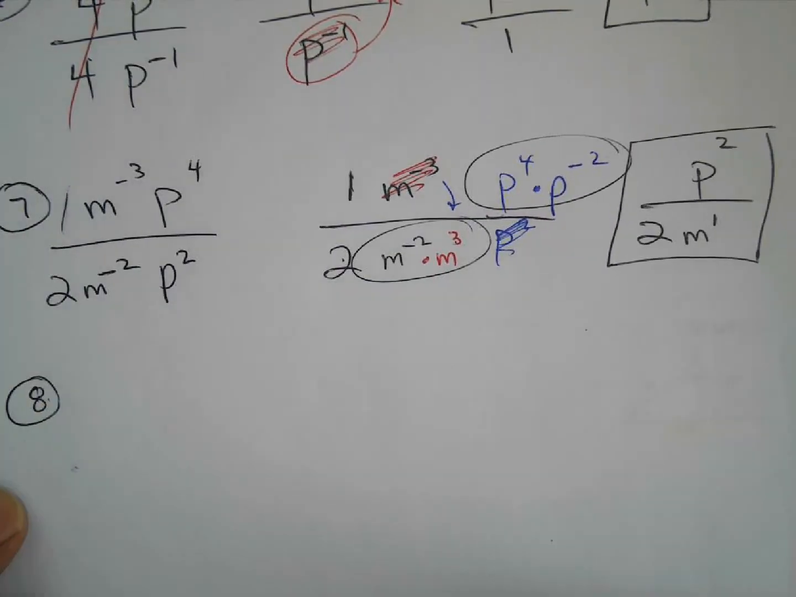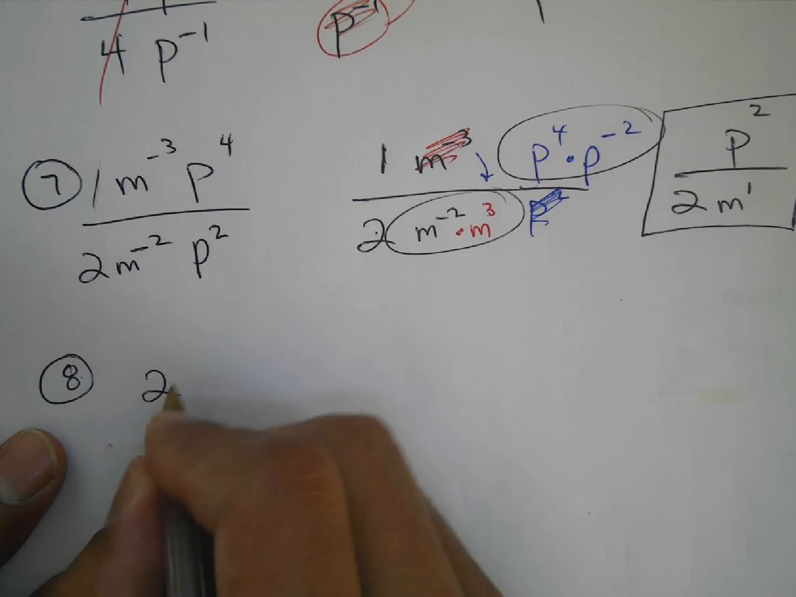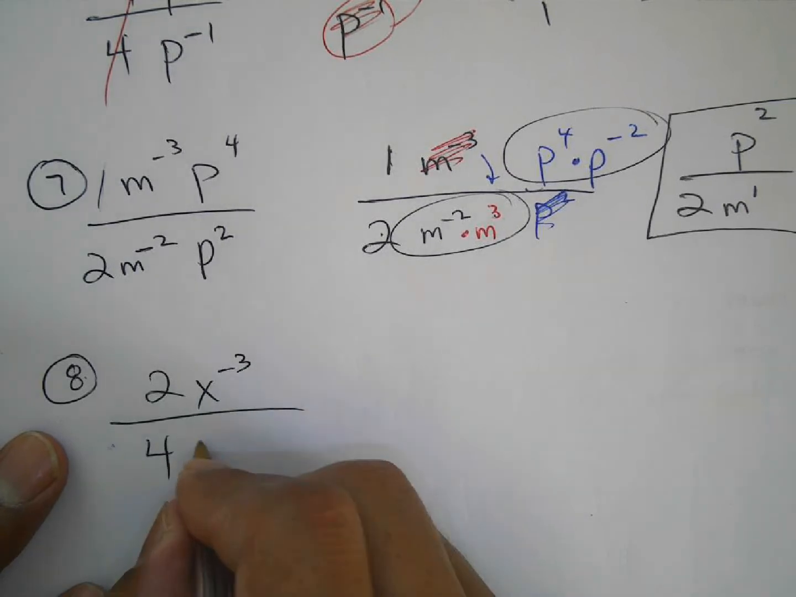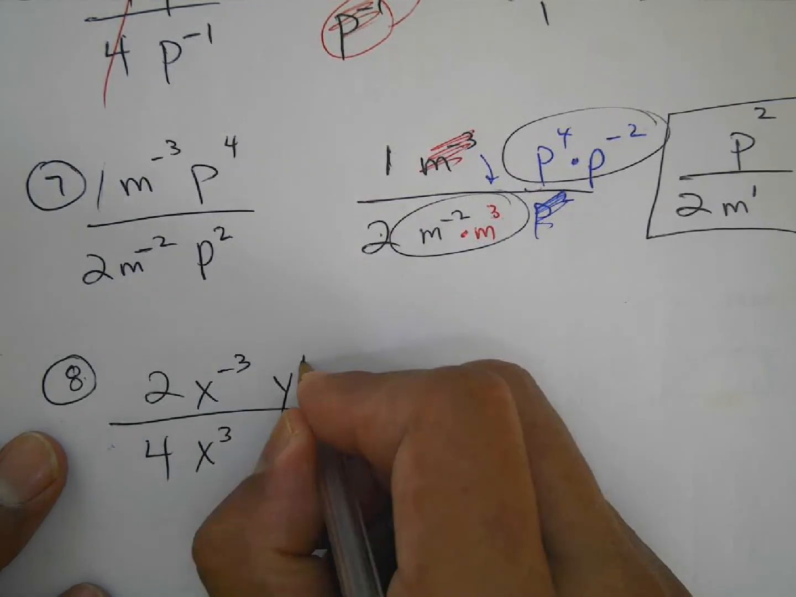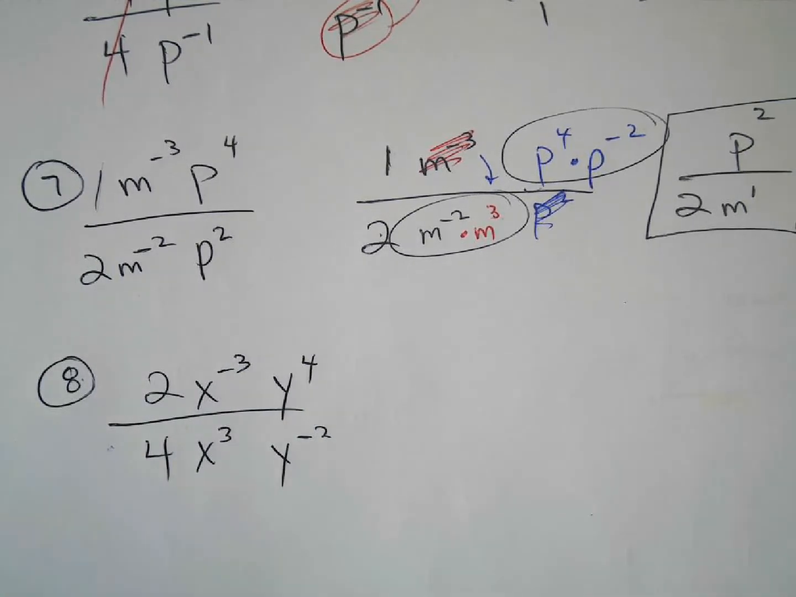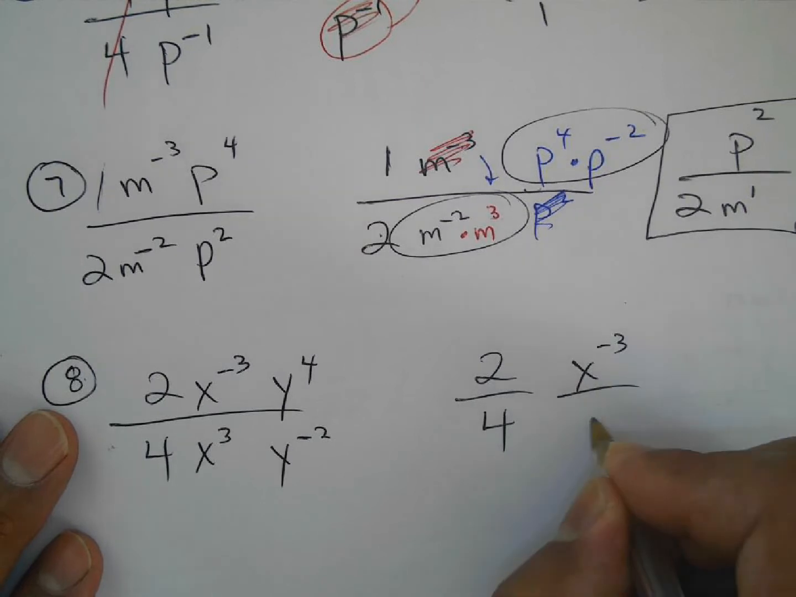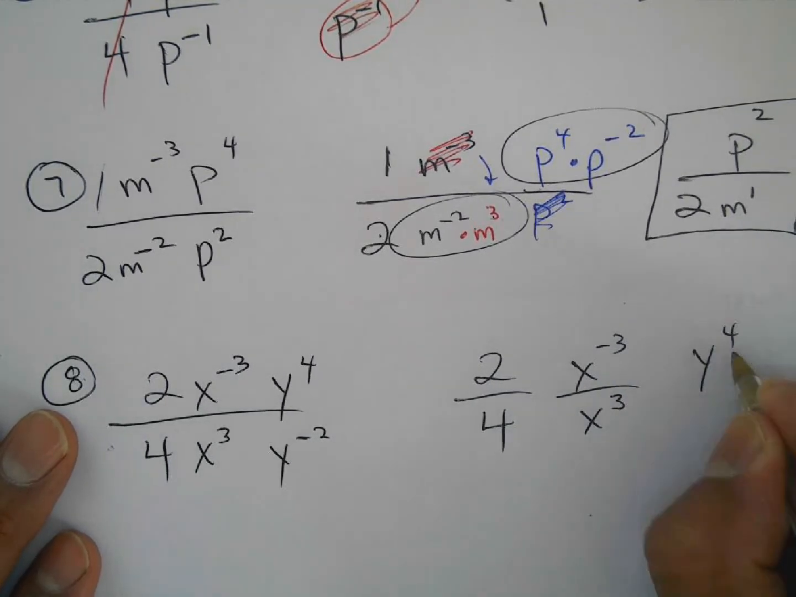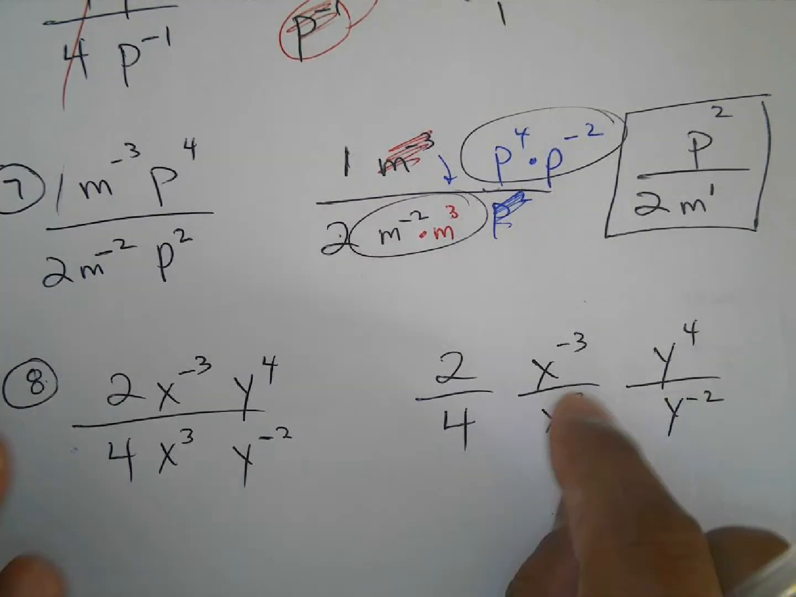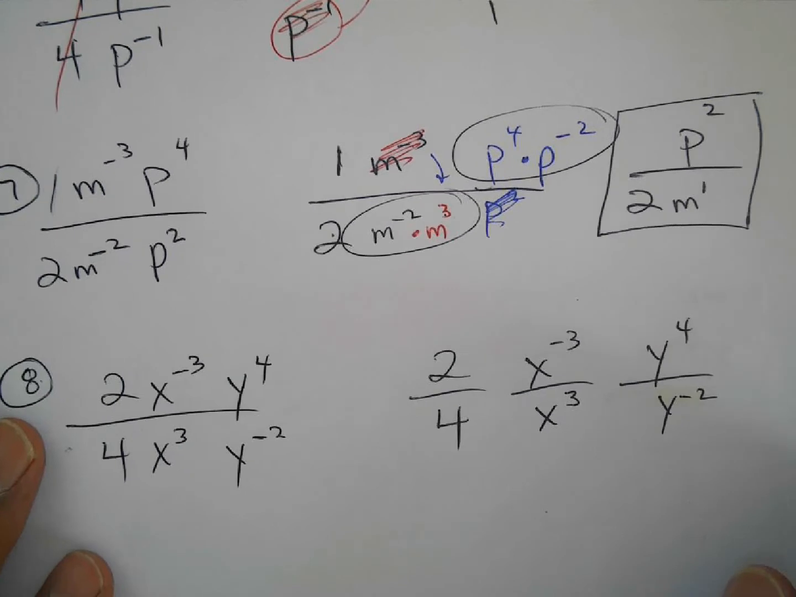Number 8. Well, we have 2 variables, and sometimes they're positive, sometimes they're negative. Number 8, 2, 4. That's going to reduce. X negative 3, X positive 3. Y positive 4, Y negative 2. Okay. So you might want to break this down like this. I can look at just the numbers, and then just the X's, and then just the Y's. If this helps you, then by all means, go ahead. That way you're seeing these separate. This can only reduce with this. This can only simplify with this, and same and same.